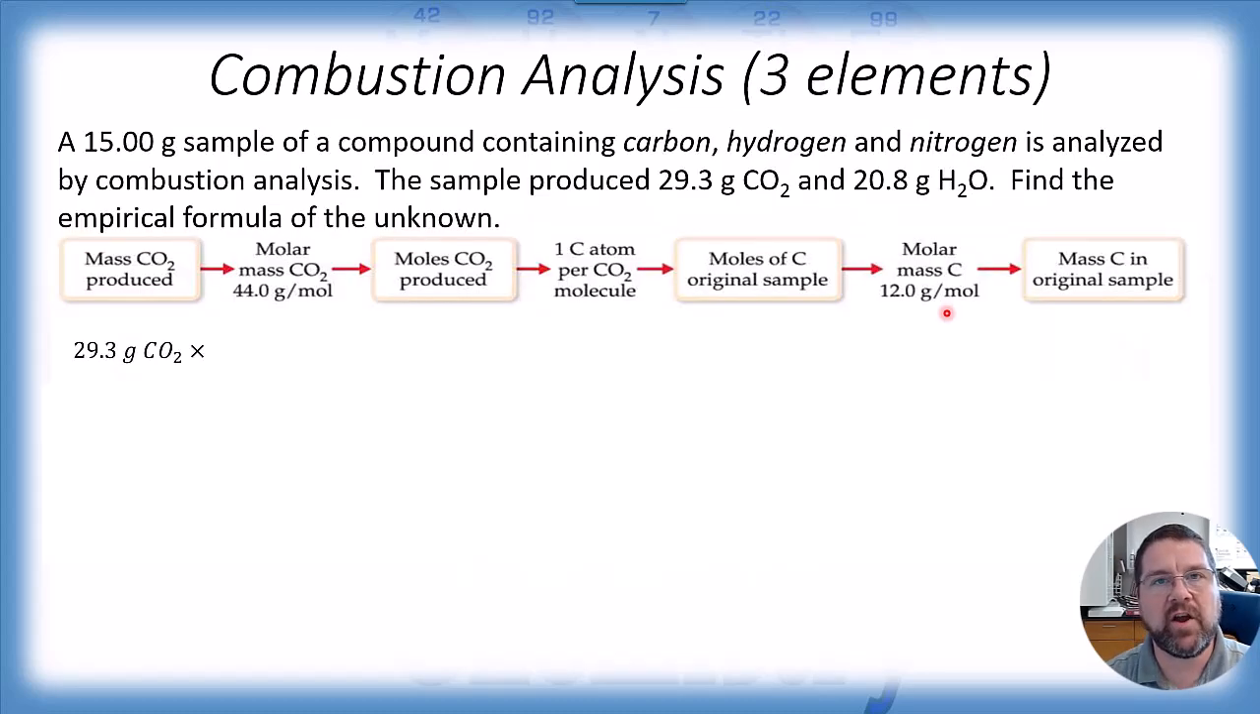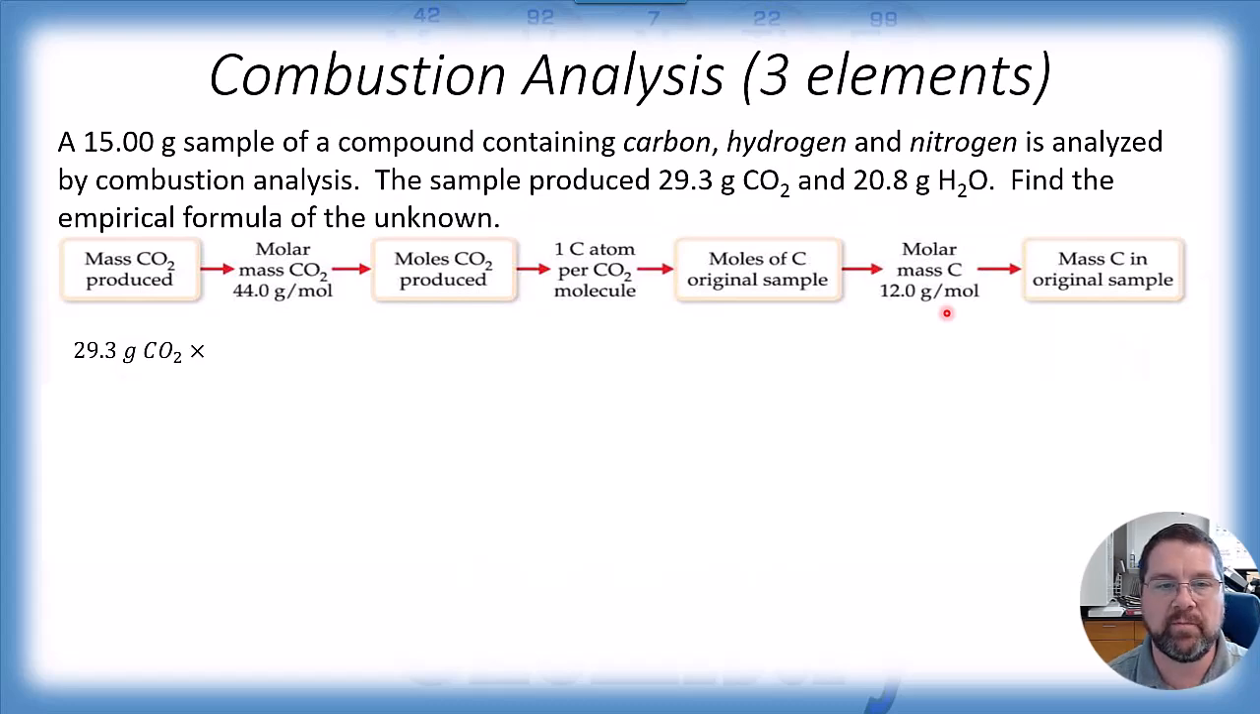All right, so let's try a combustion analysis problem when there are 3 elements present. So we've got a 15-gram sample of a compound that contains carbon, hydrogen, and nitrogen, analyzed by combustion analysis. The sample produced 29.3 grams carbon dioxide, 20.8 grams water, and we're asked to find the empirical formula of the unknown. So notice it doesn't tell us anything about the nitrogen, so we're going to have to deduce that based on what we're given.